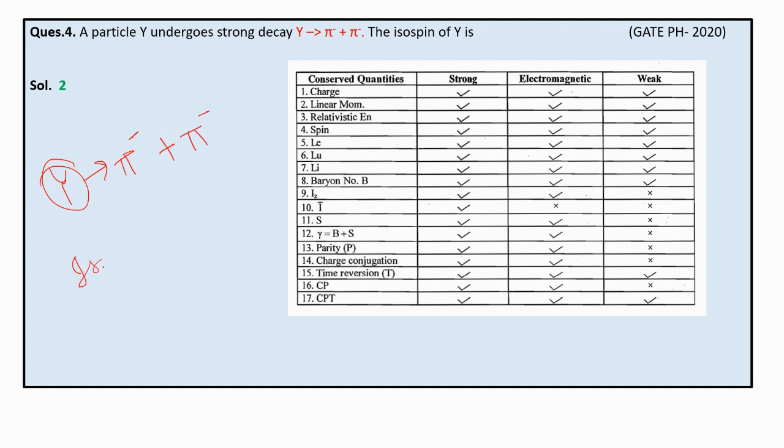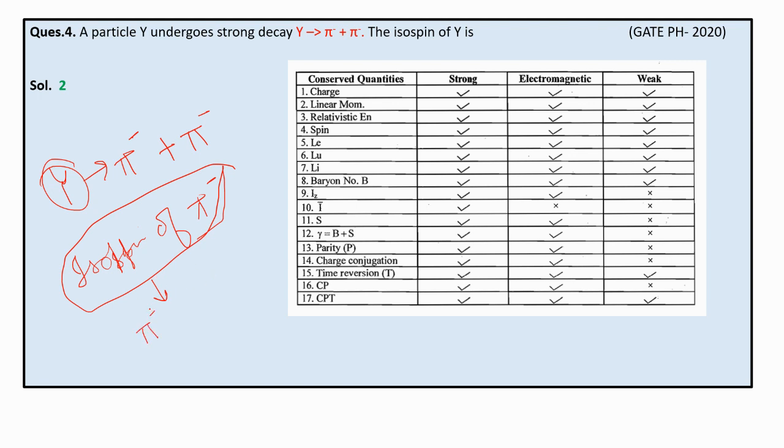The isospin of pion, you need to find out the isospin of pion. I want all of you, at least, to do this question. I'll give you 1 minute. This is again a very easy question.